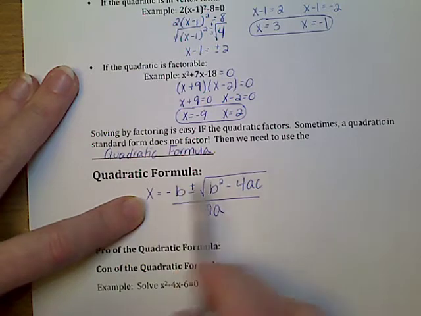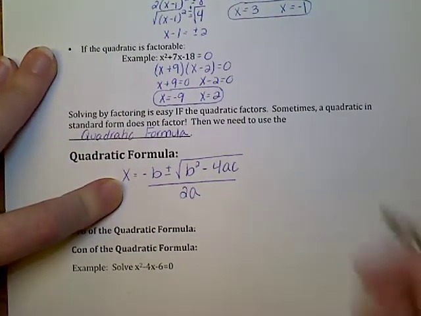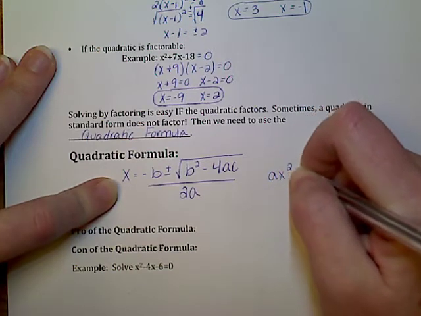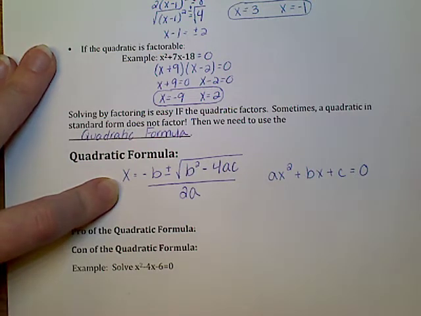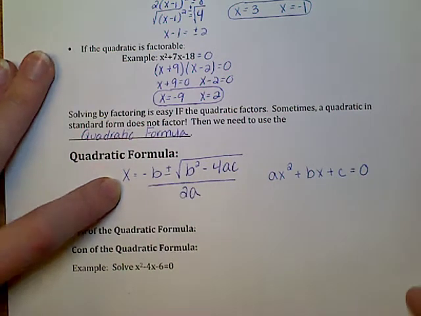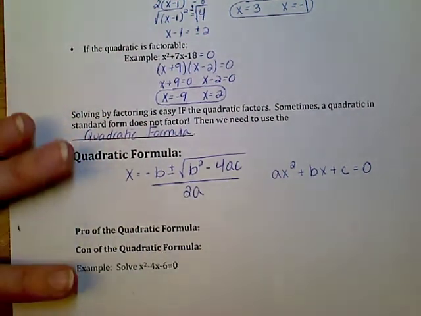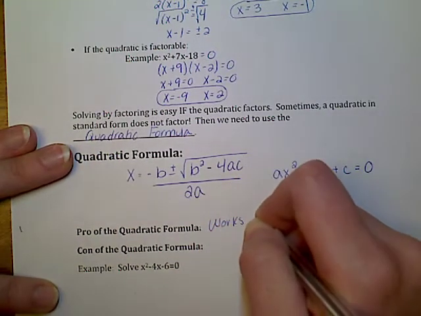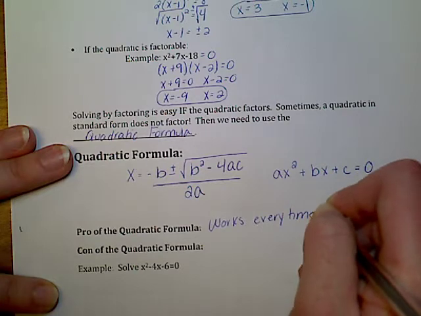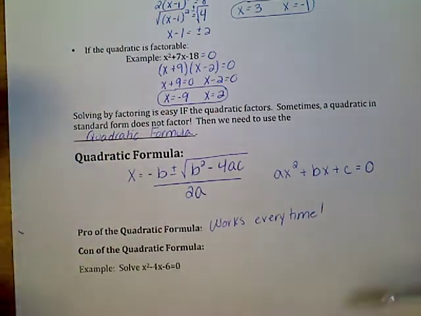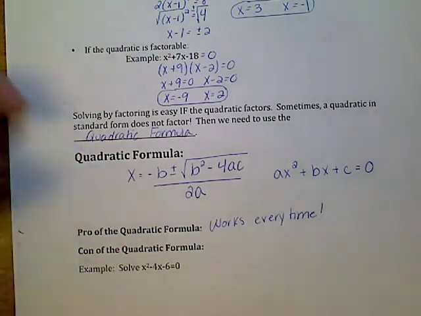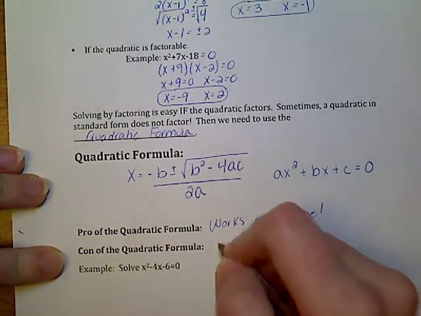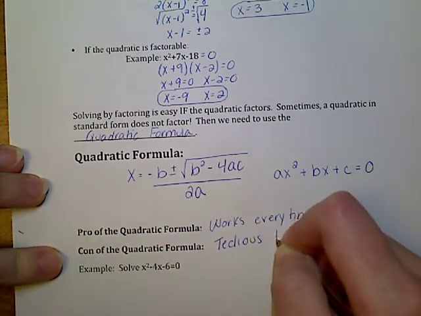Now, a, b, and c are going to be numbers, and they come from the coefficients of your quadratic when it's in standard form and set equal to 0. Okay, so you literally just look at the coefficients, put them in the right places, and simplify. Now, the upside to the quadratic formula is that it works every time. Okay, if you're ever stuck and it doesn't seem to be factorable, you can always solve by using the quadratic formula. The downside to the quadratic formula is that it's tedious and time-consuming.